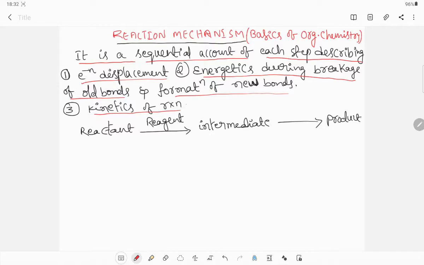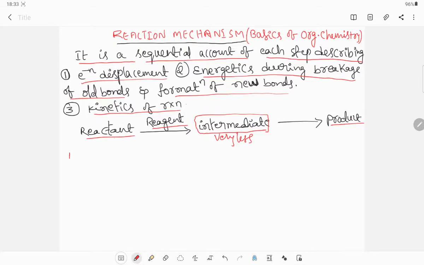See, when you take one example of a reaction, it consists of reactant, reagent and intermediate. Finally, it will give product. See here, this intermediate's lifetime is very less. While converting reactant to product, in between, one intermediate will be formed. Its lifetime is very less.